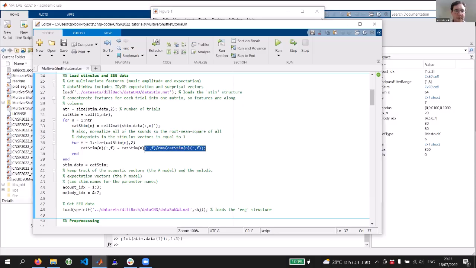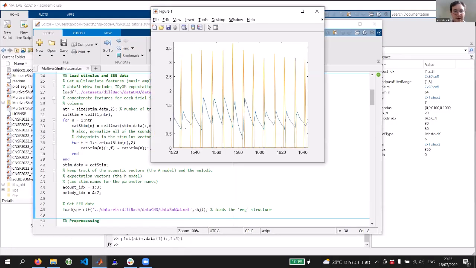So that's what I'm doing here, but I wanted to show you these. These are the acoustic features. You've got the stimulus envelope, the timing when the notes happen, and the pitch is also an acoustic feature in this case.